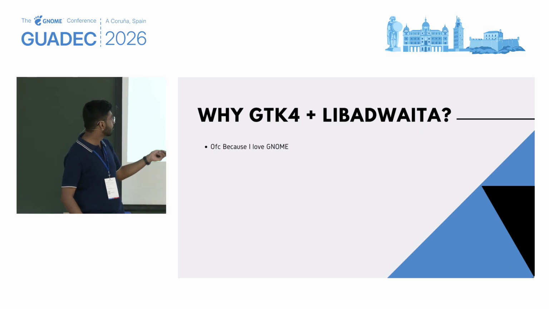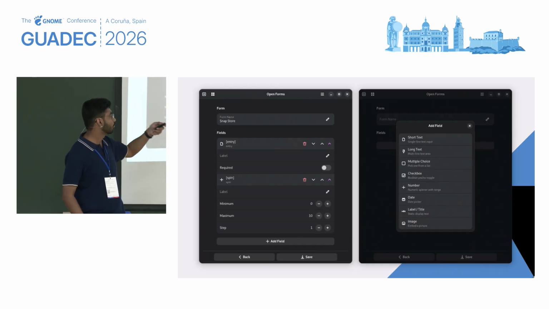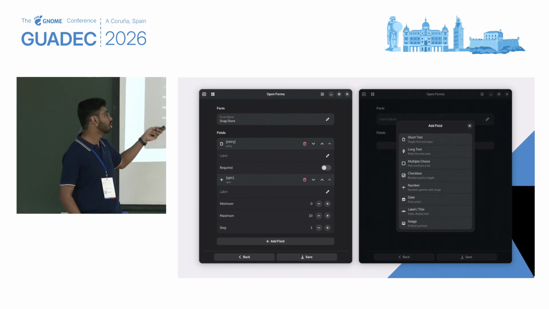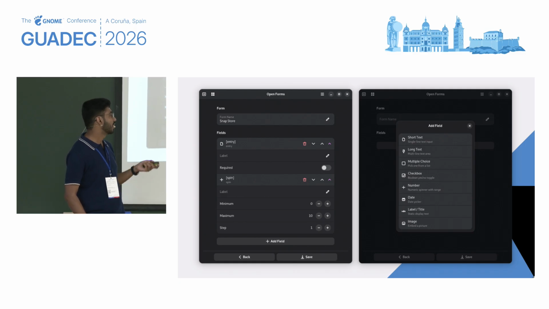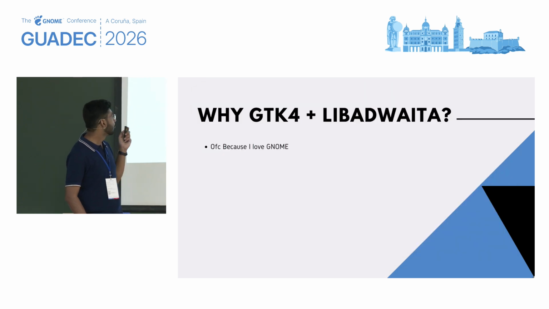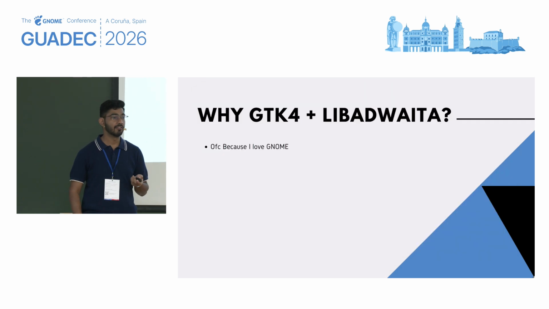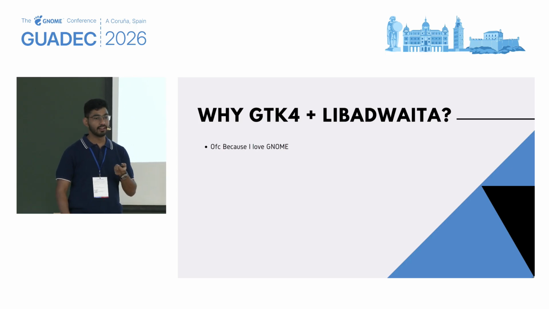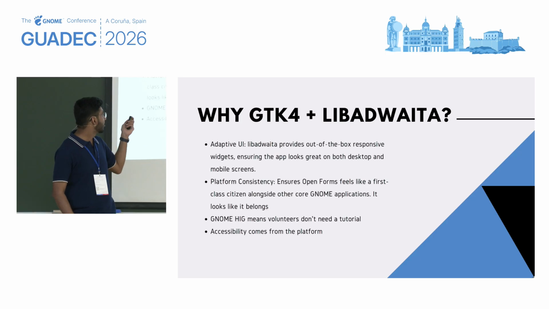And you can see all the field types which are currently supported, like most of the form fields that you would need, like date, times, images, text, checkbox, all of those. Now, why did I use GTK4 plus libadwaita itself? Surely there are other libraries like Qt or other proprietary software applications as well. The answer is because I love GNOME.